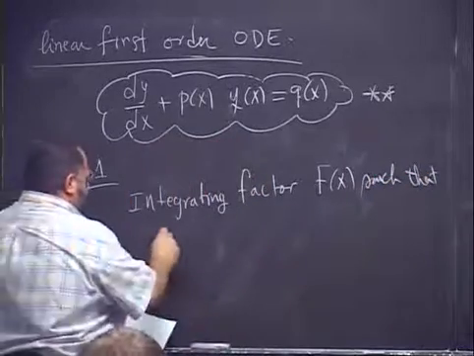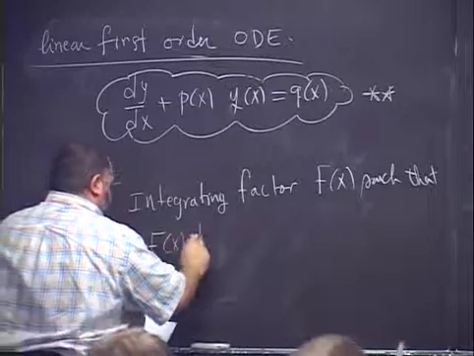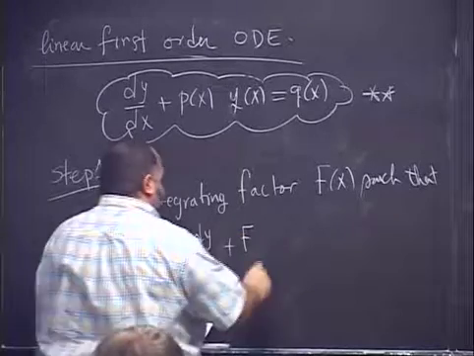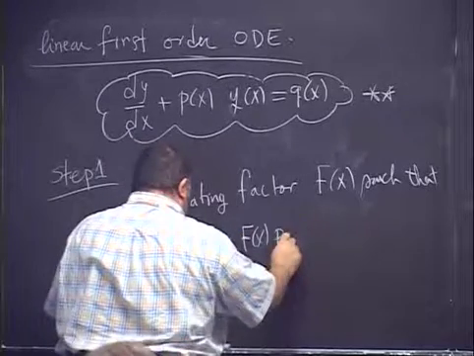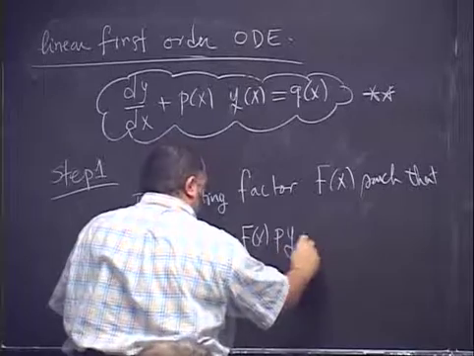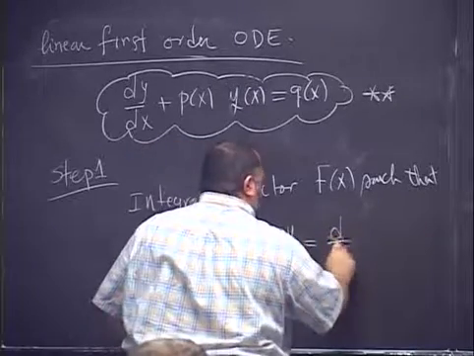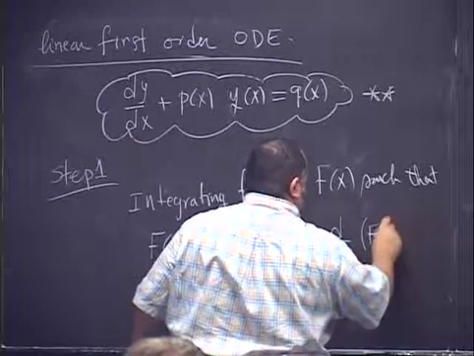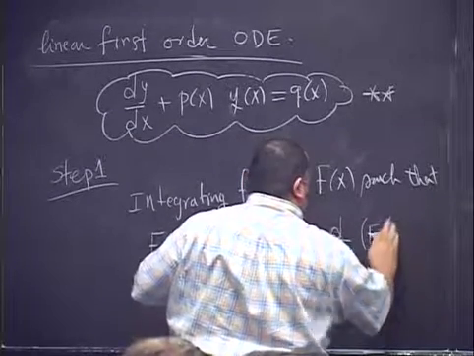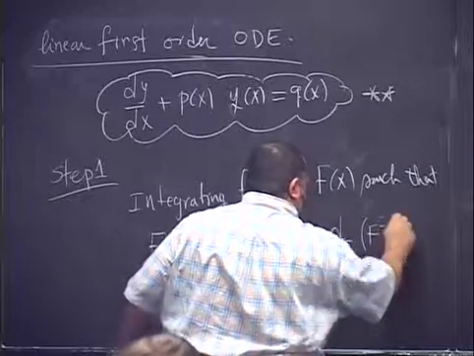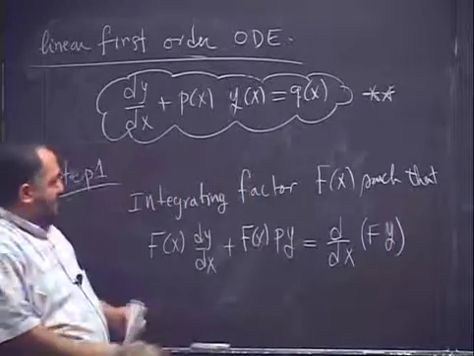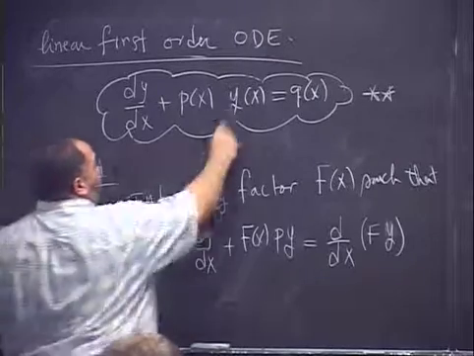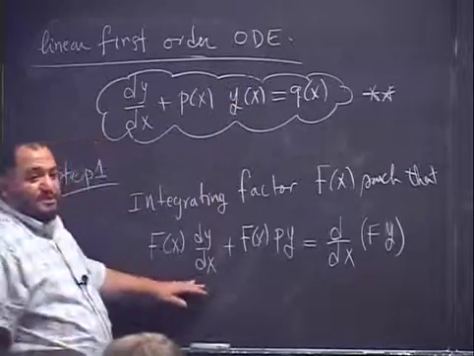when you multiply f of x by dy/dx plus f of x multiplied by p y, this will give you an exact differentiation like this. Why are we making this? So guys, why are we making this?